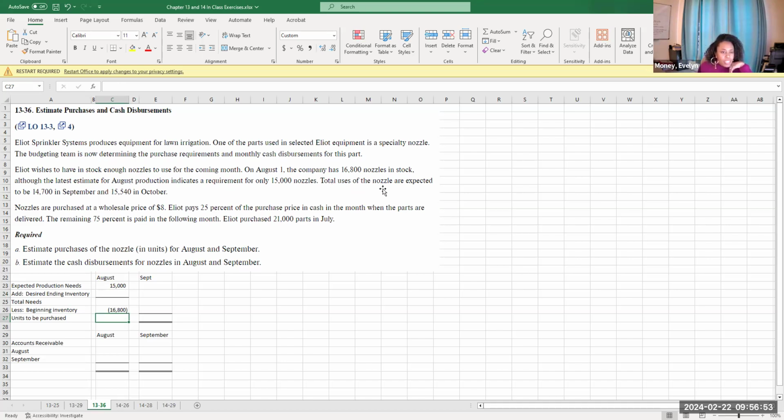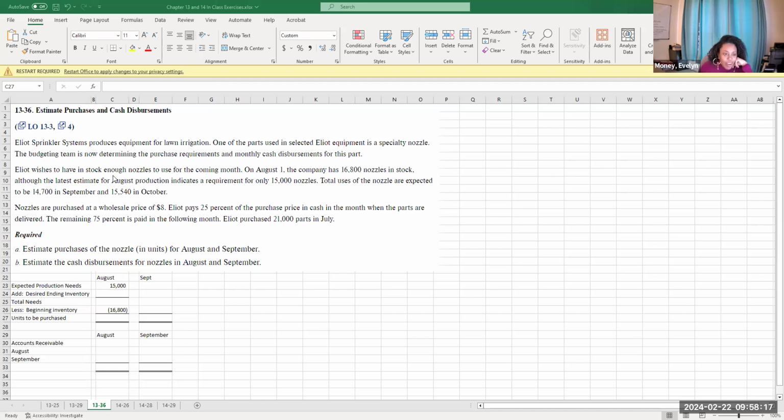So total usage of the nozzle are expected to be 14,700 in September and 15,540 in October. Okay, so why are they telling me this? I'm looking at this and it doesn't make any sense. I need desired ending inventory, and you are telling me total usage of the nozzle are expected to be 14,700 in September and 15,400 in October. All right, so let me go back and read again, because maybe I'm missing something. You tell me nozzles are purchased, purchase price.